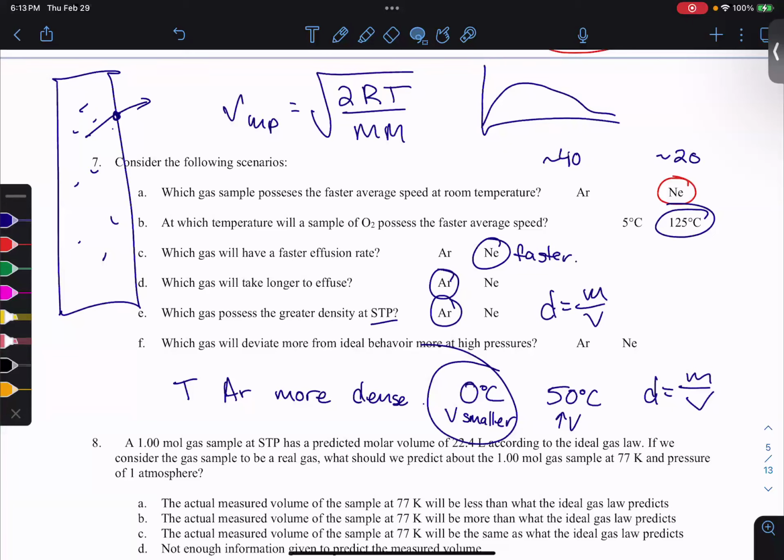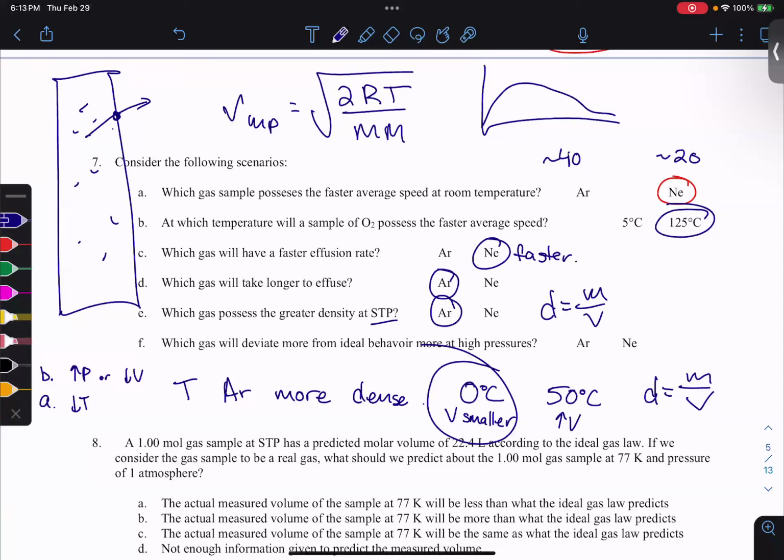Okay, all right, and then finally, which gas deviates more from ideal behavior at high pressures? So at high pressure, which term is more important? The size term, B, or A, the attractions term? At high pressure, you might just have to memorize it. So the B term, the size term, is more important at high pressures, or when you see small volumes. Those go hand in hand with one another. The A term, attractions, is really important at low temperatures.